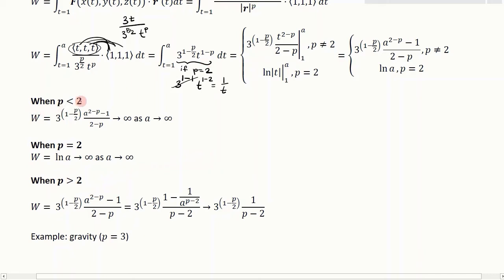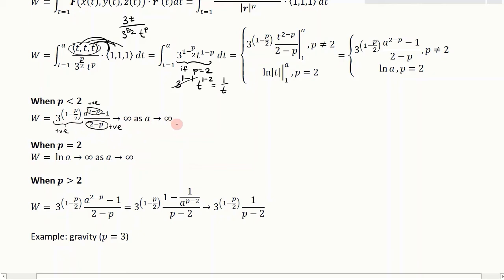For p less than 2, we have this constant. I simply copied this formula over. And when p is less than 2, this is some positive number. So is this. And this is also positive, because 3 to the power of anything is a positive constant.